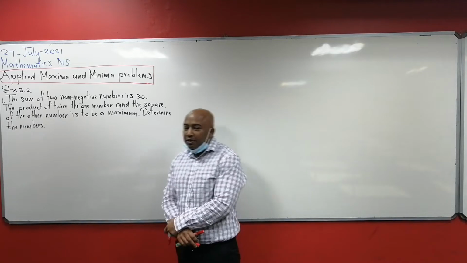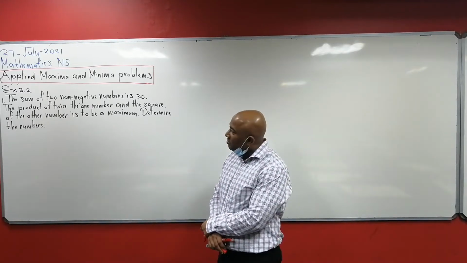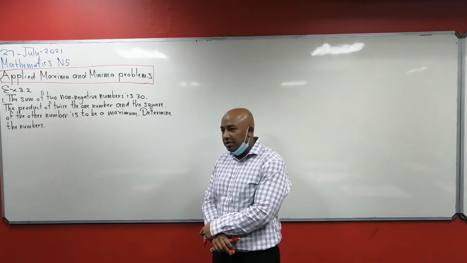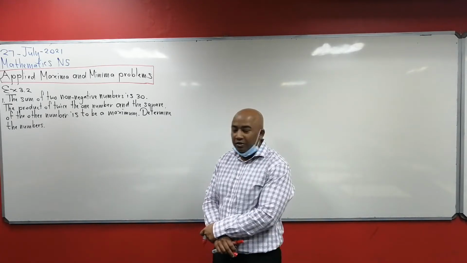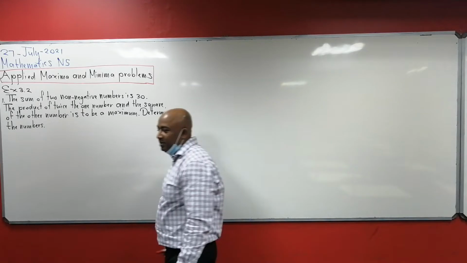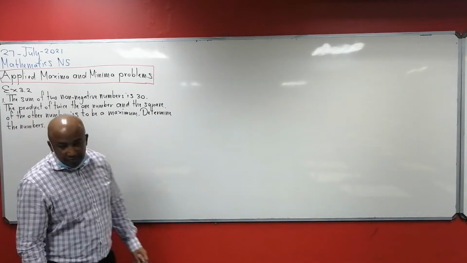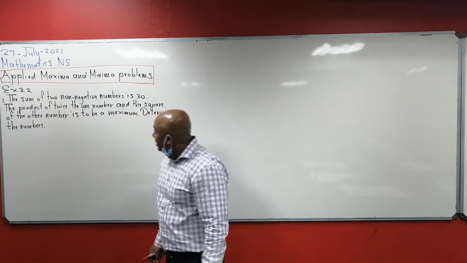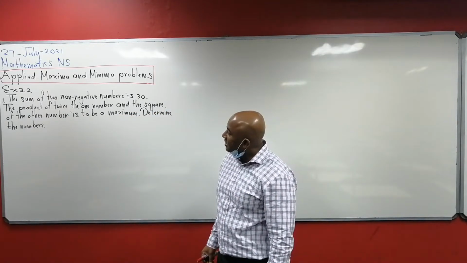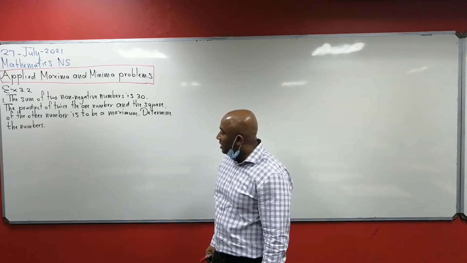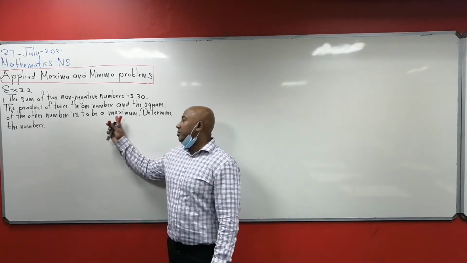So certain examples are similar to grade 12, and certain examples, now you've learned new rules here, like the chain rule and product rule, which you can use to work out some of these examples. Right, so let's have a look at this one. The sum of two non-negative numbers is 30. The product of twice the one number and the square of the other number is to be a maximum.